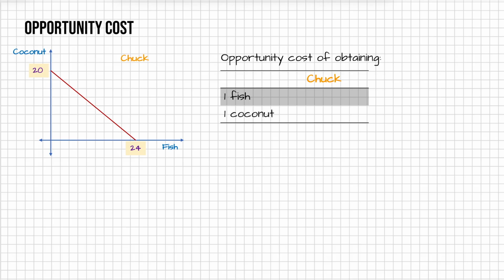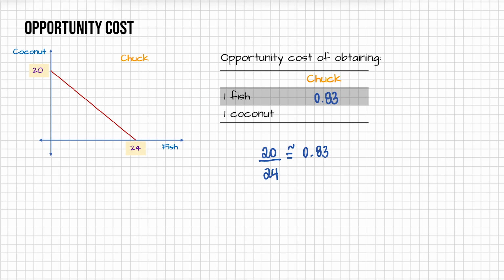In order to calculate this, we will need the maximum quantities that Chuck can produce: 20 coconuts if he specializes in coconut production, and 24 fish if he specializes in fish production. So to produce 24 fish, Chuck has to give up 20 coconuts. So the opportunity cost is 20 over 24, which is approximately 0.83. So, what does this opportunity cost actually mean? To get one additional unit of fish, Chuck has to give up 0.83 units of coconuts.